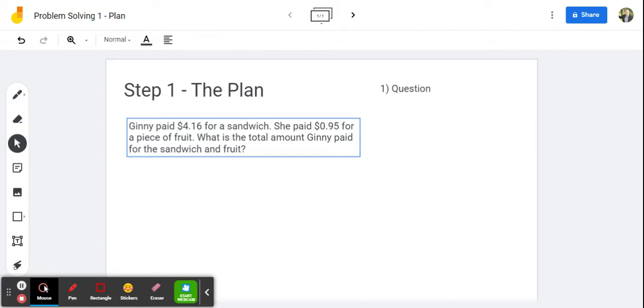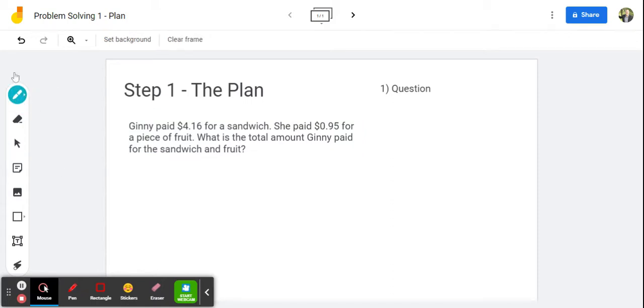So Ginny paid $4.16 for a sandwich. You can imagine that. So you go to a restaurant or a little cafe, and she paid $0.95 for a piece of fruit. What is the total amount that Ginny paid for the sandwich and fruit?